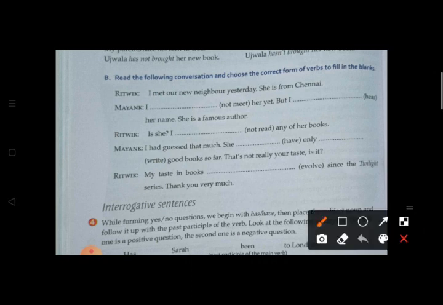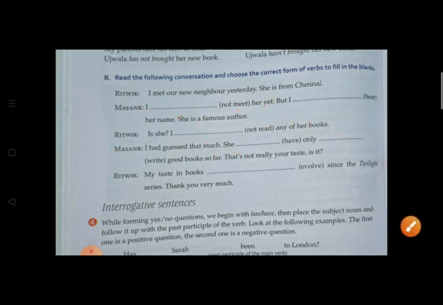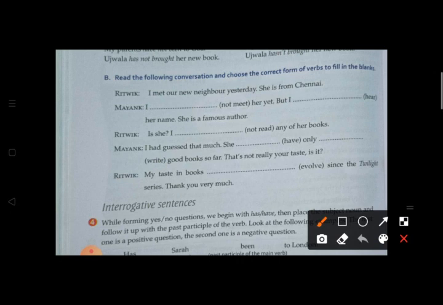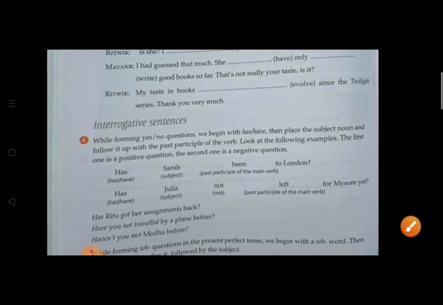So here students, along with she, which is third person singular, we are going to use has. She has only, right का हो जाएगा written good books so far. So Ritvik says, my taste in books dash since the Twilight series. So here students, we are talking about taste. So we are going to use has, evolved. Right? So I hope that this is also clear.